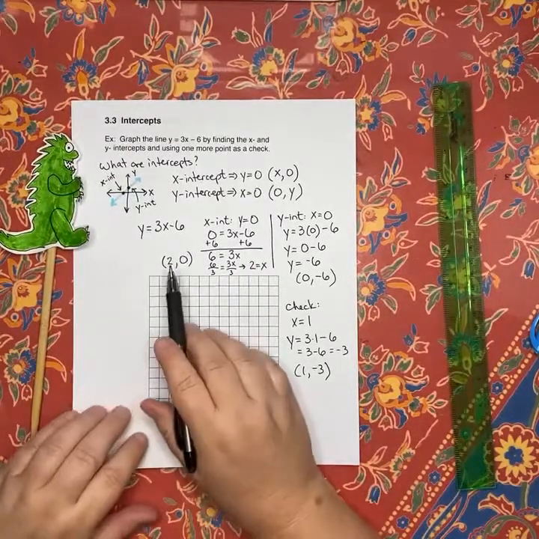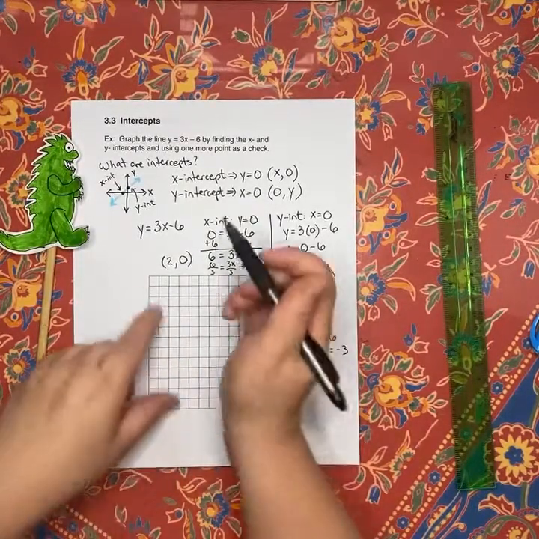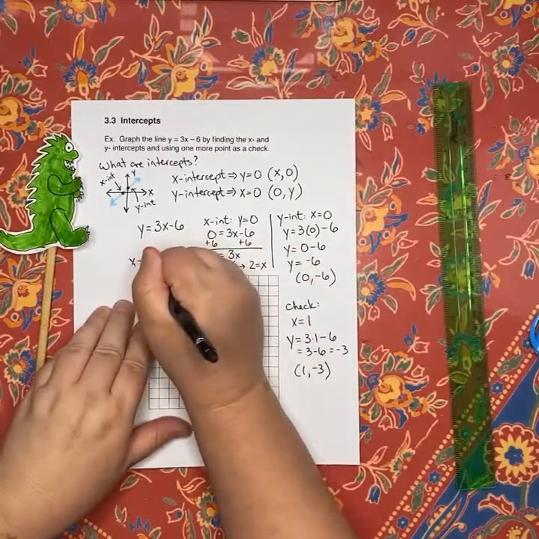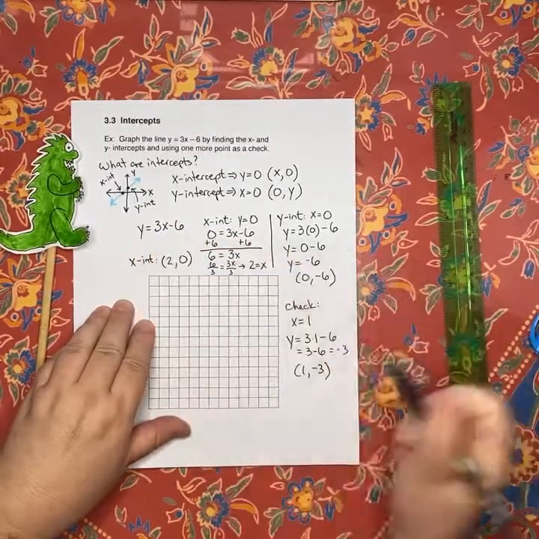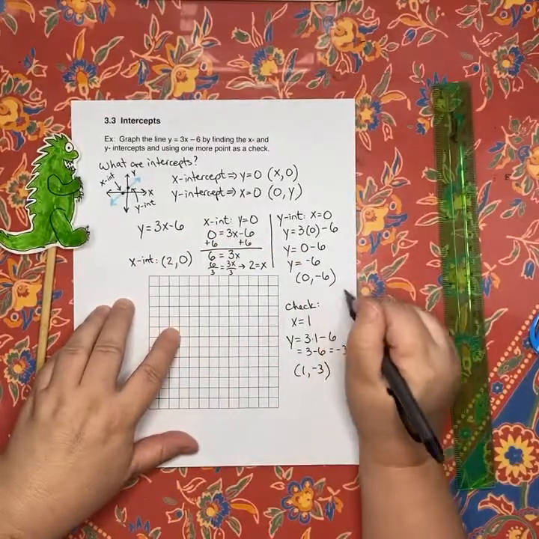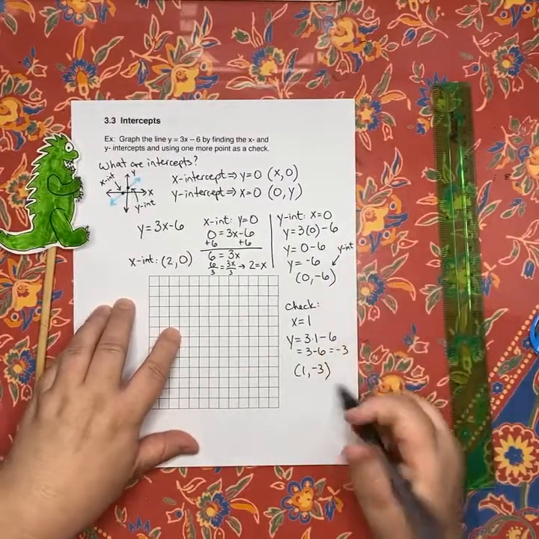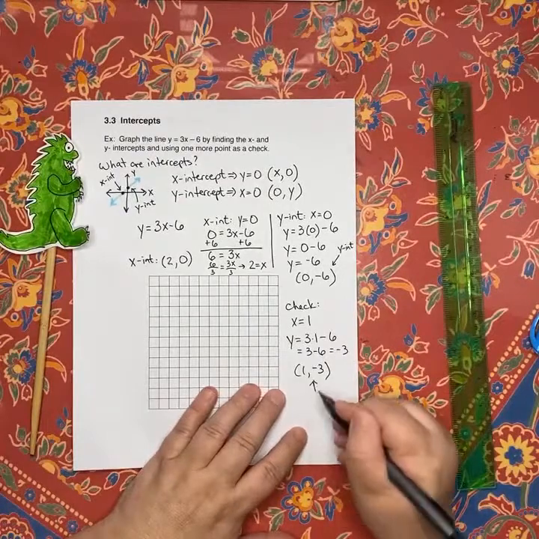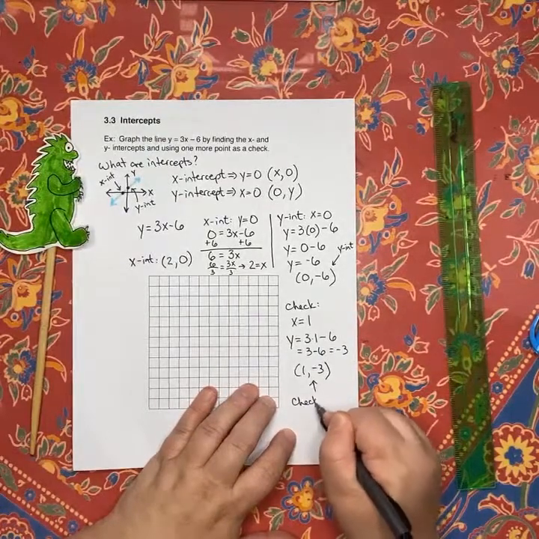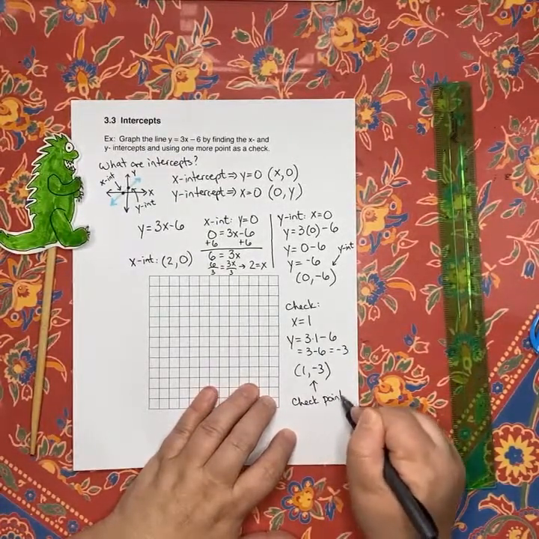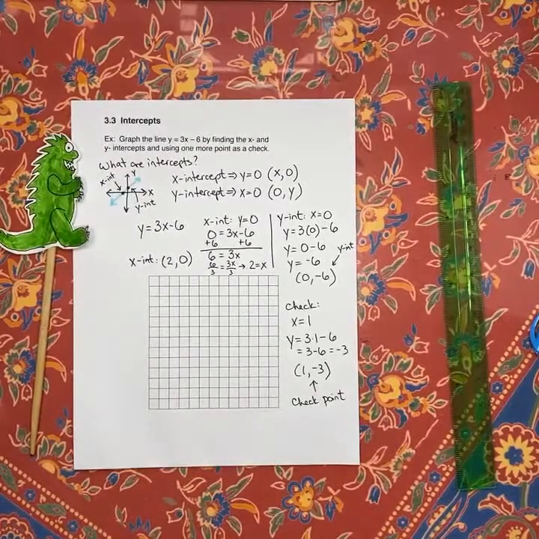So I've got the 3 points: (2, 0), which is the x-intercept, and (0, -6), that's the y-intercept. And this is another point. This is a checkpoint. Okay, so I need to draw in my graph now.